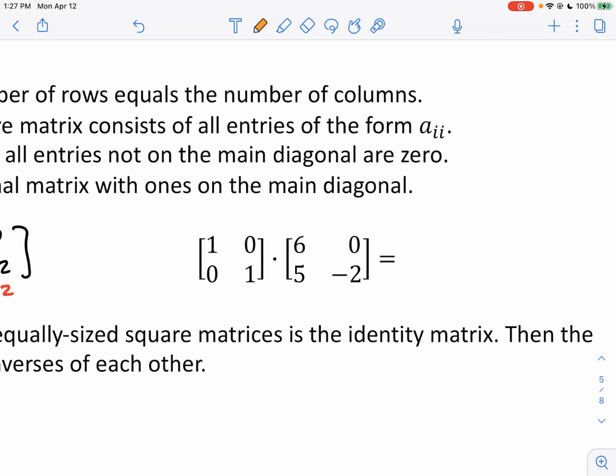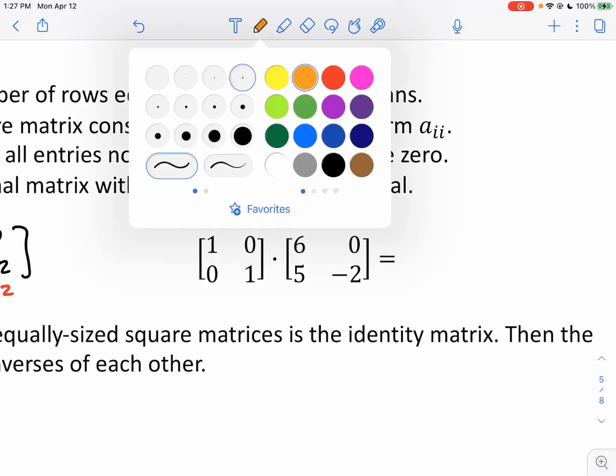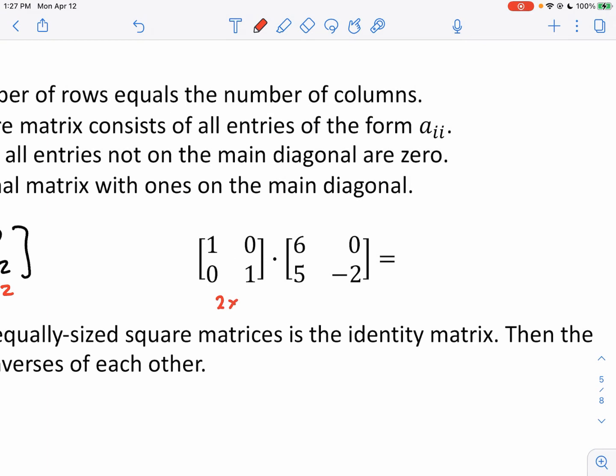Let's look at if we put the identity matrix on the left. Remember we said that matrix multiplication is not commutative in general. But here's a 2 by 2 identity matrix, and here's a 2 by 2 other matrix. This matrix multiplication is possible because the inner numbers are the same, and the outer numbers will be the result. So this will produce a 2 by 2 as well. And this time we're doing an identity matrix times some other matrix, and let's see what we get. You can probably guess what we're going to get.